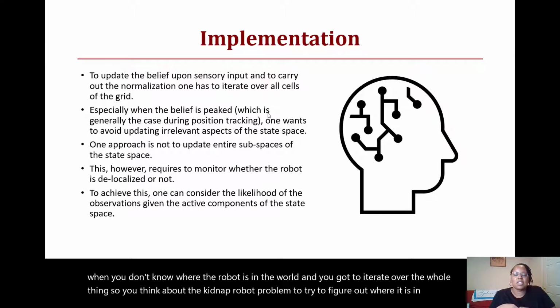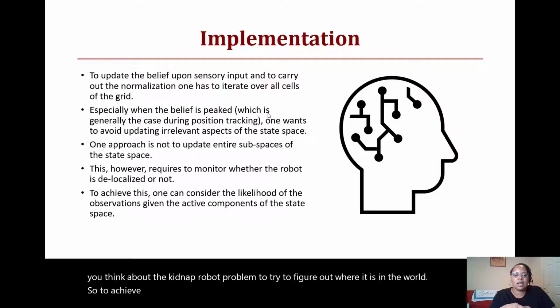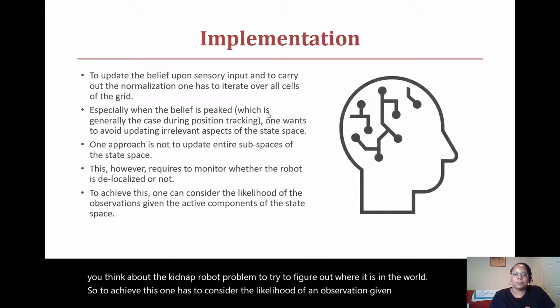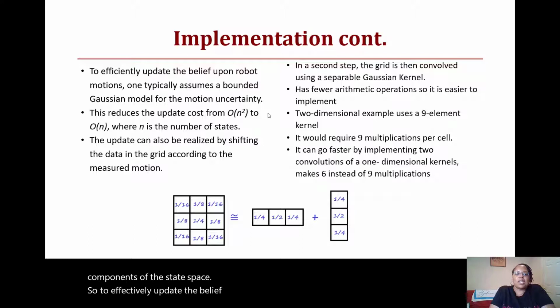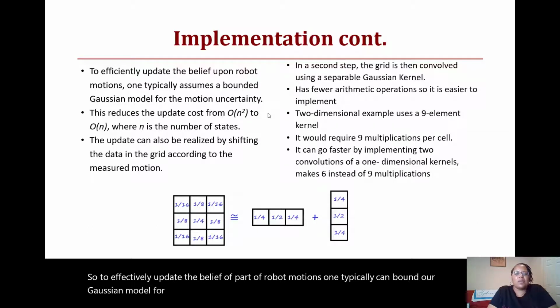To achieve this, one has to consider the likelihood of an observation given the active components of the state space. To effectively update the belief about a robot's motion, one typically can bound our Gaussian model for the motion uncertainty and reduce the cost from, let's say, n squared to n, where n is the number of states. So once again, only looking at a substate.